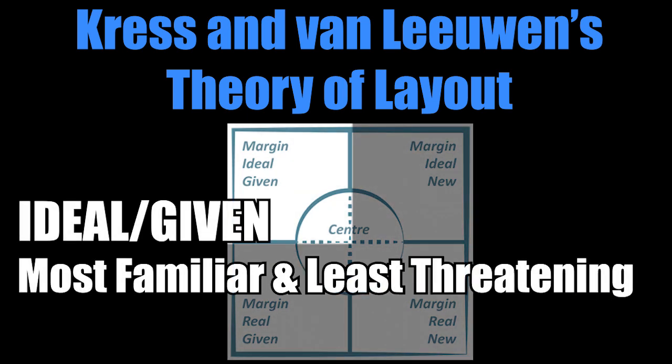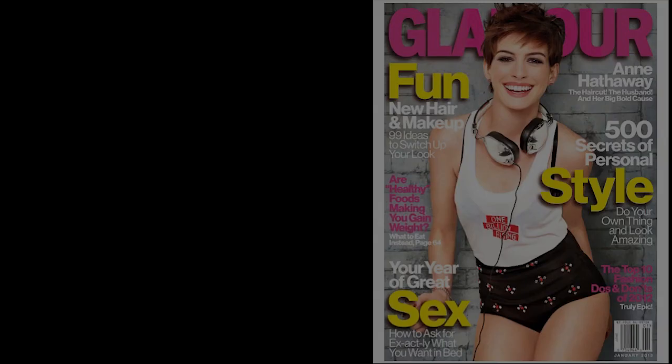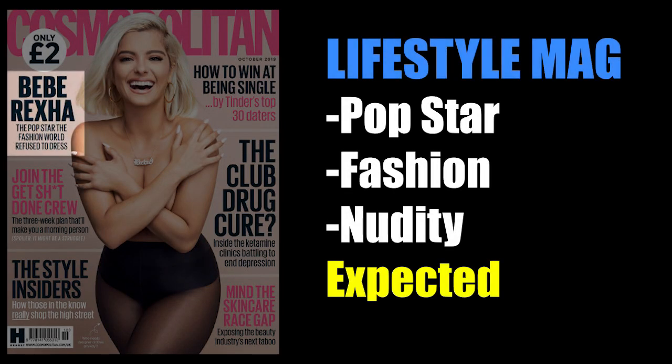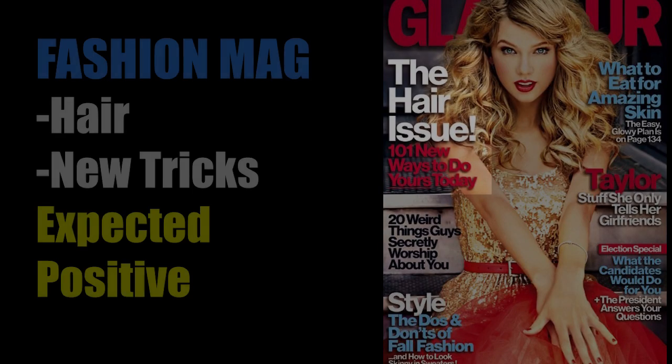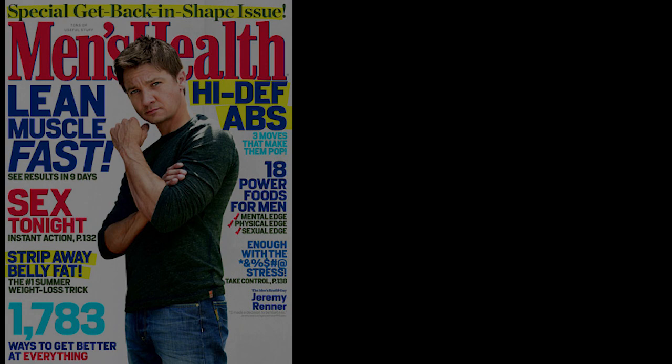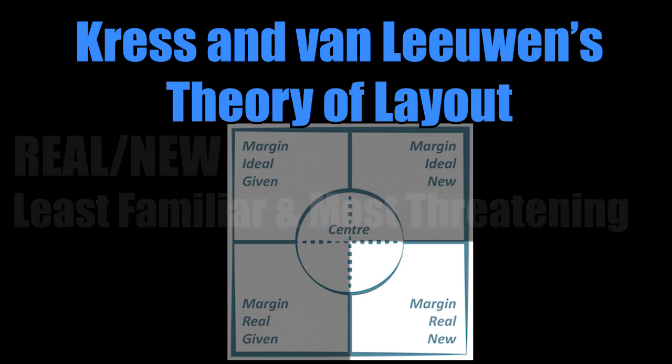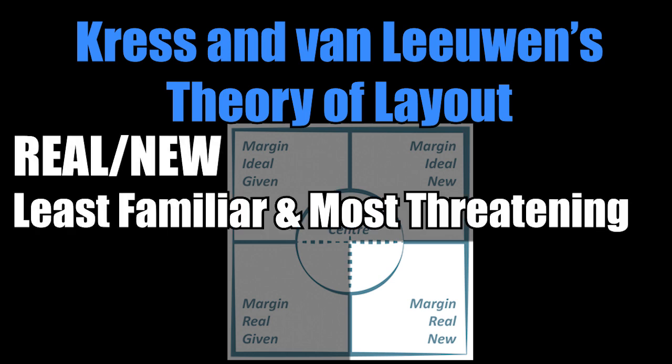This area they call the ideal given, and it assumes that the reader is looking here first for the sorts of things they would expect to find in the magazine and the sorts of things that make them feel positive about their reading experience. The bottom right, by contrast, is the real new. This is where you put the least familiar and the most contentious information. The sorts of things that people might not expect to find in this sort of magazine, or that might challenge their sense of who they are.